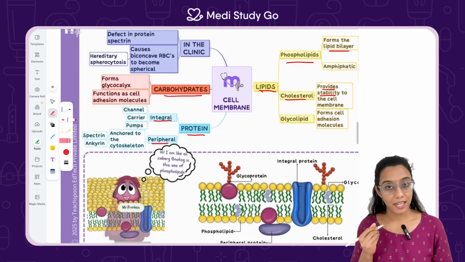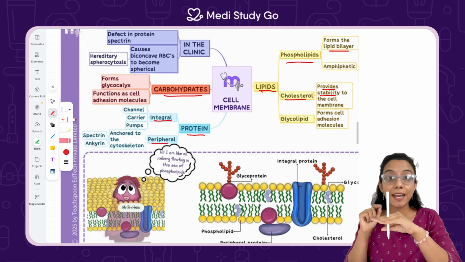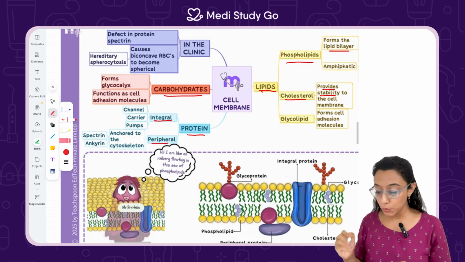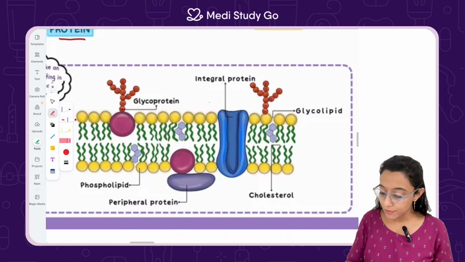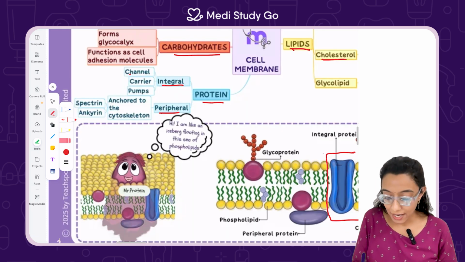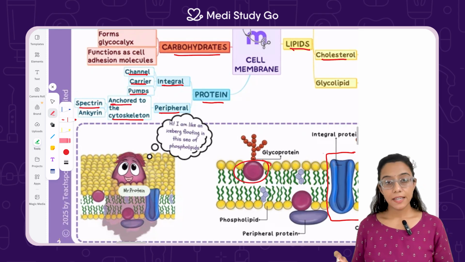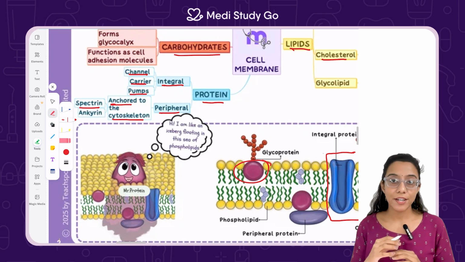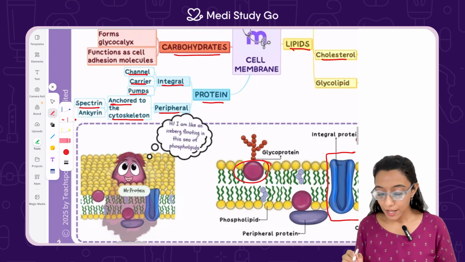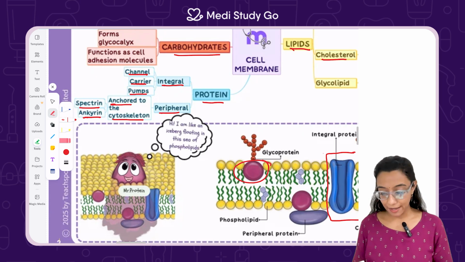Integral proteins, as the name suggests, are integrated into the cell membrane, embedded and passing through both layers of the cell membrane. Since they go through and through, they can act as channels for water-soluble molecules, as carriers or pumps. Then there are peripheral proteins, which do not go through and through but are attached to any one layer of the cell membrane. They are anchored to the cytoskeleton, and examples are spectrin and ankyrin.